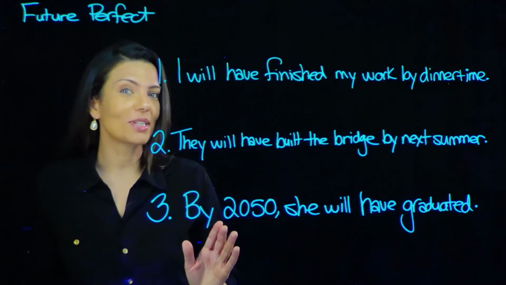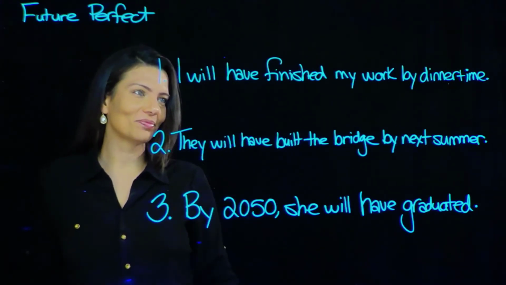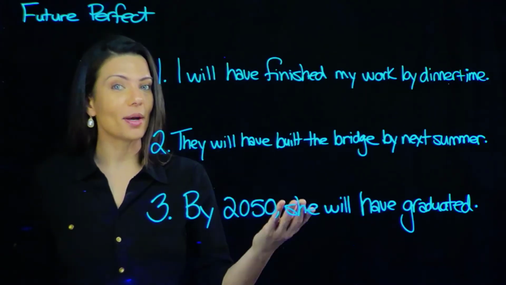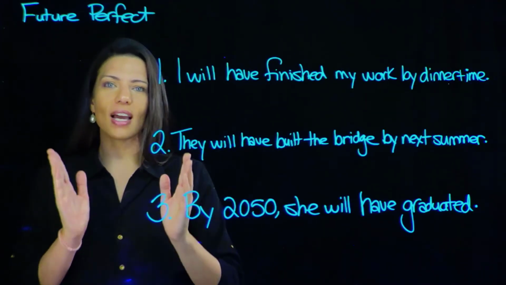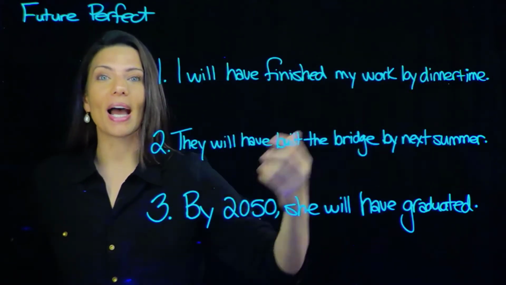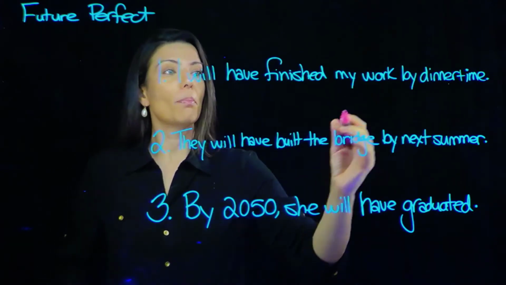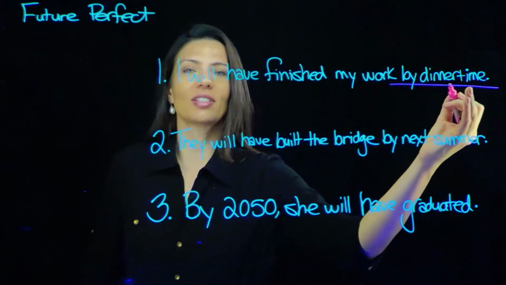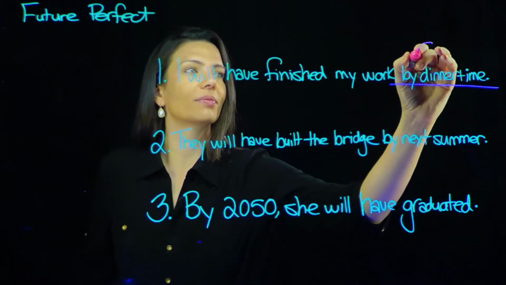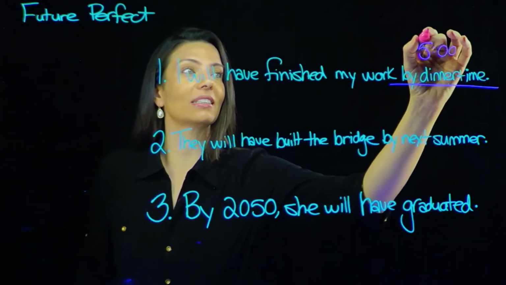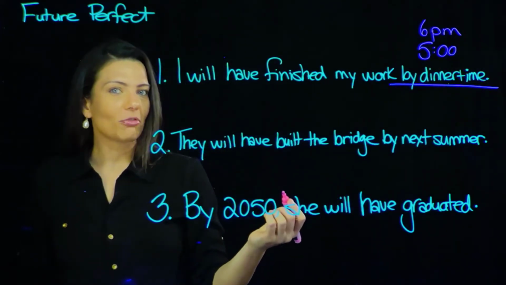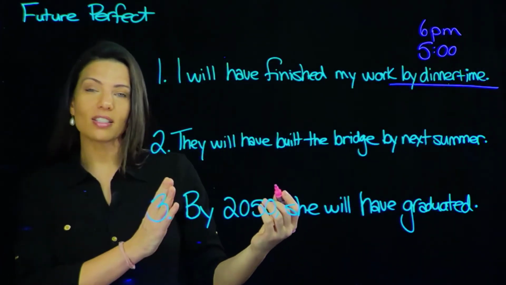Now, these are a little bit different. Can you spot the difference here? That's right. The by phrase does not have a subject plus a verb following it. It just has a time. So number 1, I will have finished my work by dinner time. So remember, by is the deadline and dinner time. This is just a point in time. It could be 5 o'clock. It could be 6 o'clock, 6 p.m. Okay? There's no subject verb here and we don't need it, but we know that that's the final deadline.